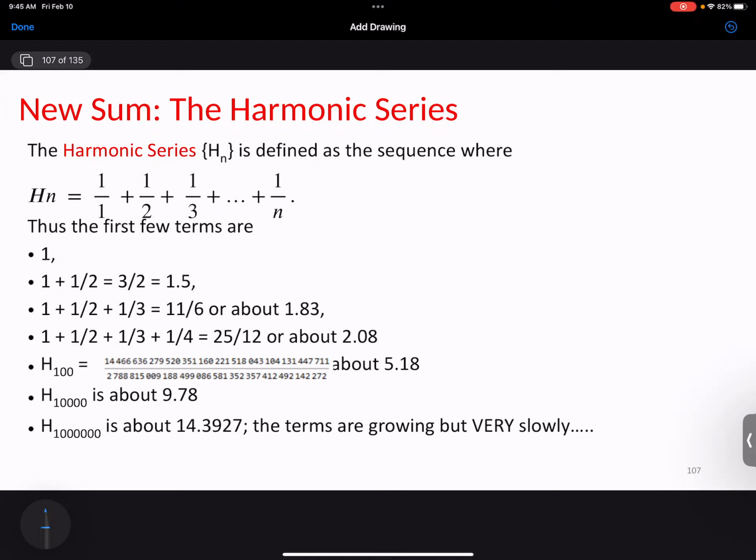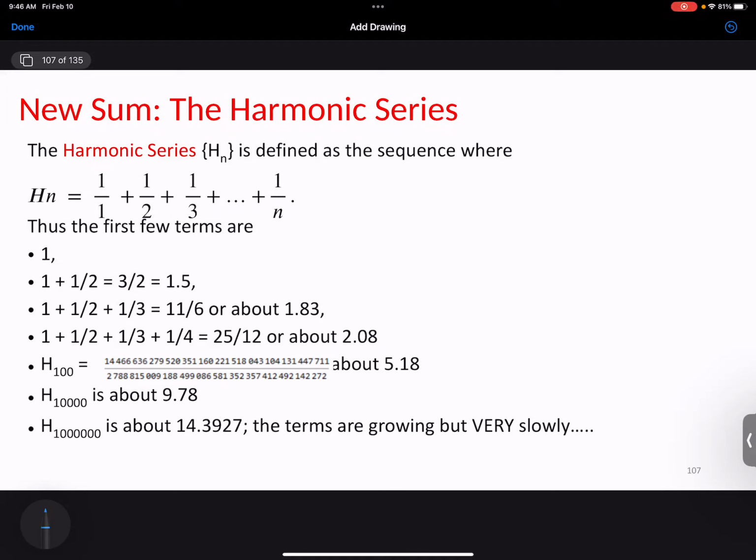So it's 1, then the first two gives us 1.5, the first three about 1.83, the first 10,000 give us about 9.78, the first maybe million give us about 14.39. What do you think is true about this sum as I take more and more terms? What do you think? It will always increase, but will it increase to infinity or will it increase to a finite amount?